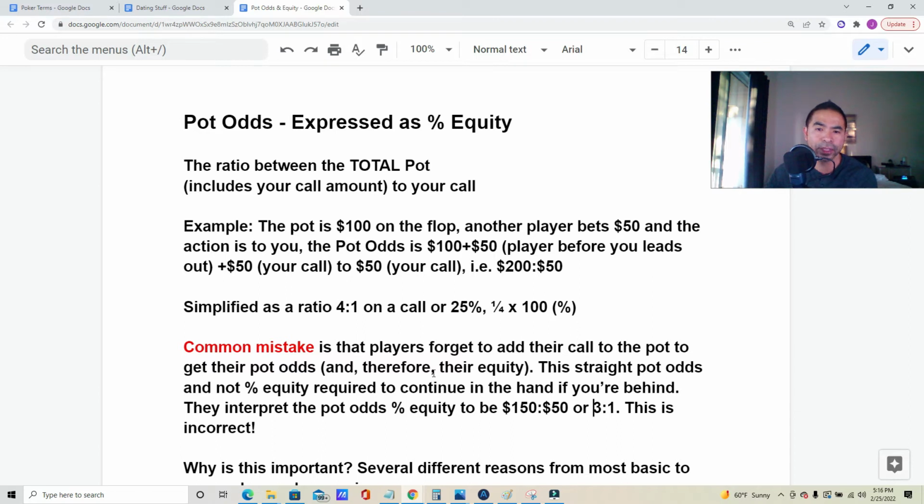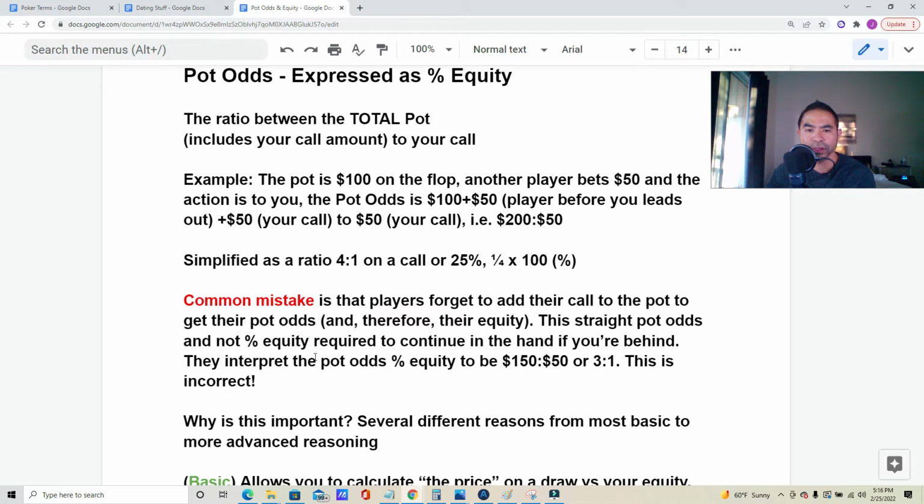The higher your equity, the more you can call off because you have that many more cards in the deck to help your hand if you're on a straight draw or flush draw and so on. So why is this important? And I've kind of alluded to it.